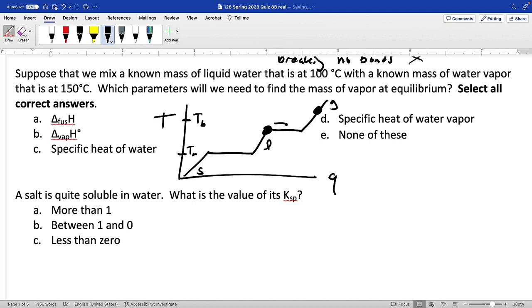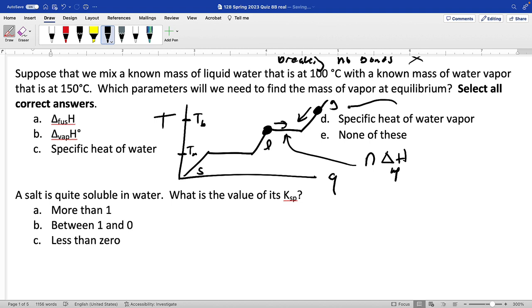So we're going to have two processes because the temperature is different. Because the temperature is different, we're going to have a heat transfer. So notice in this first one, we're not changing the temperature. The heat would be the number of moles of water that condenses times the heat of vaporization. That's how much heat we're going to put in, however many moles condenses, that vaporizes.